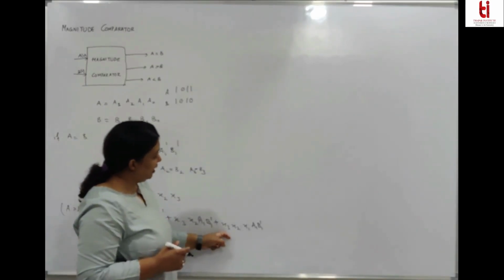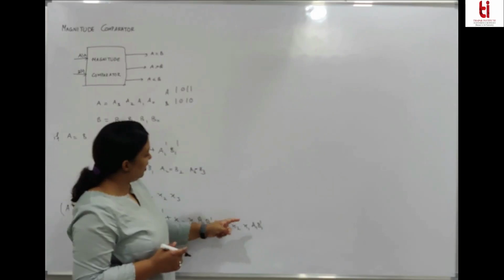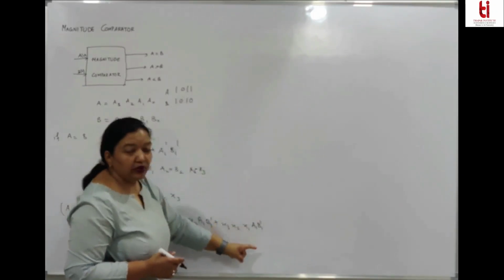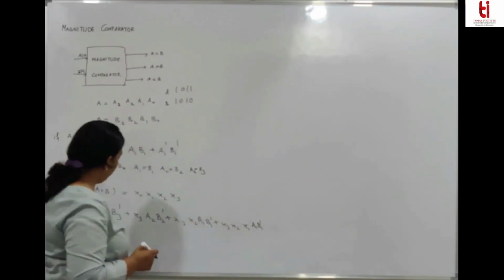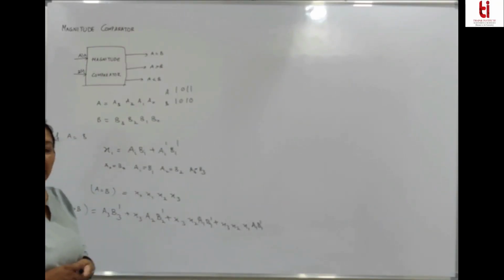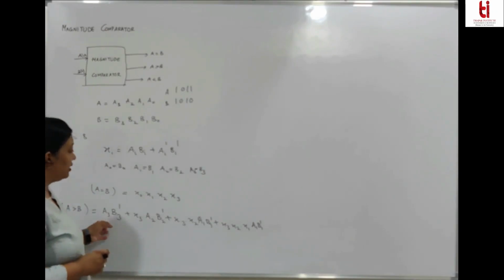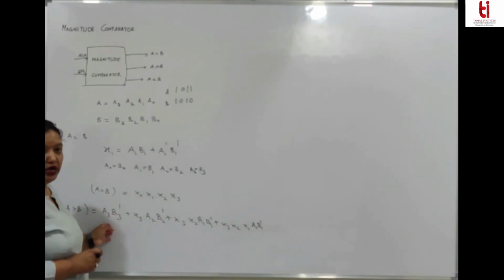Next is X3, X2, X1. A1, B1 bar. If any of these product terms turns into 1, that means your A is greater than B. And this is only possible by writing this Boolean expression for A greater than B.